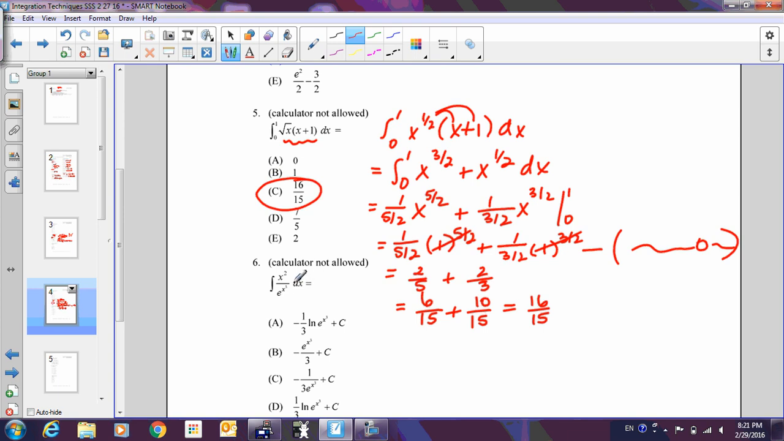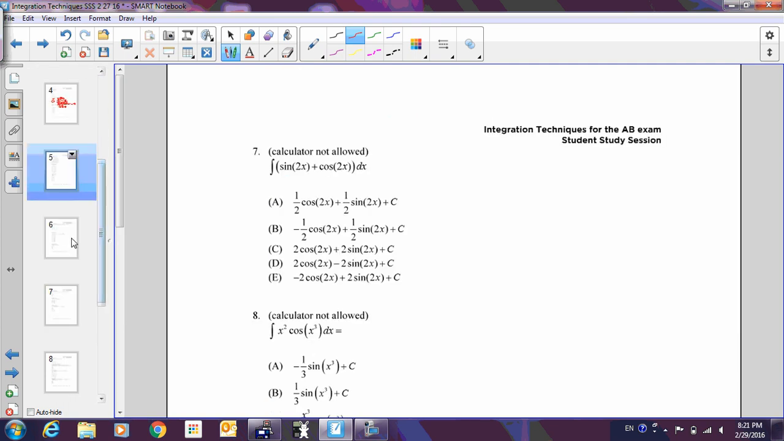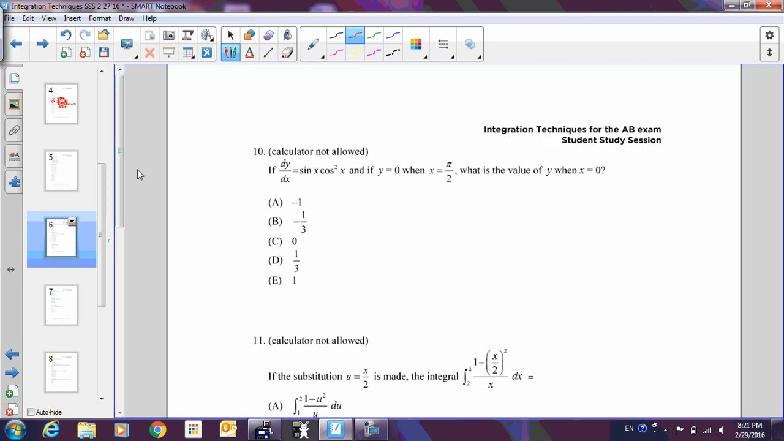Alright, you're going to do 6, 7, 8, and 9 all on your own. And I think 10's on the next page. Yep, we're going to do 10 together. And so looking at this problem, it's a little bit different because it's a differential equation. That just means move the dx over and integrate.